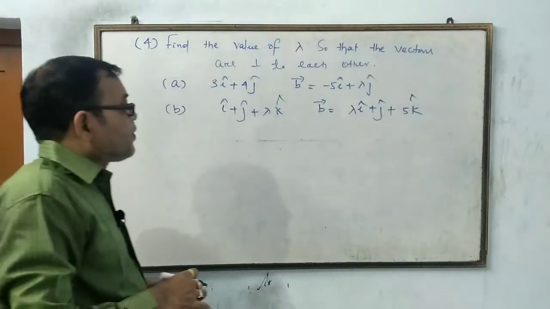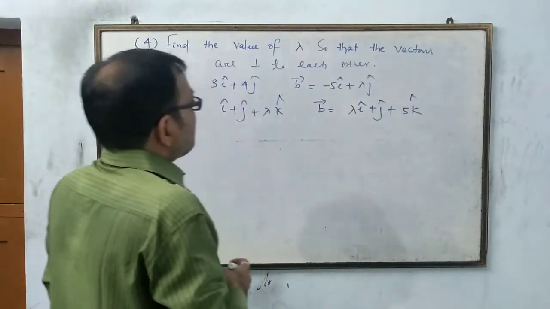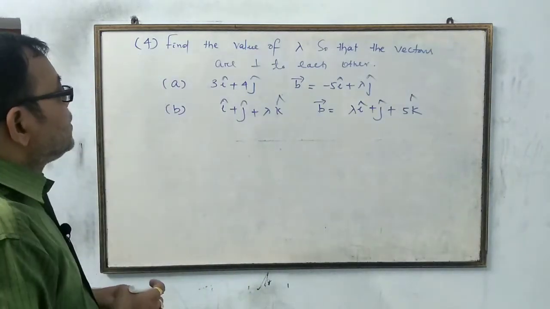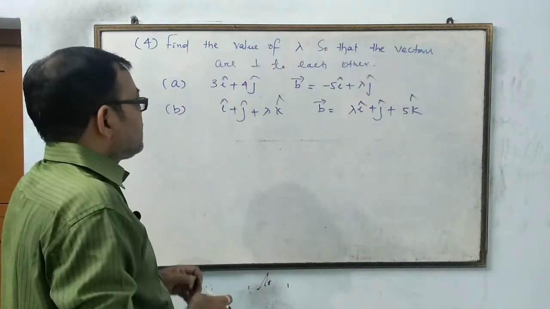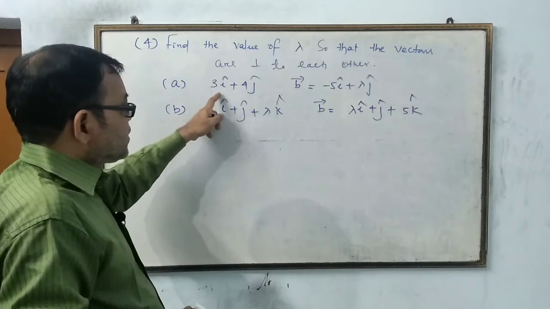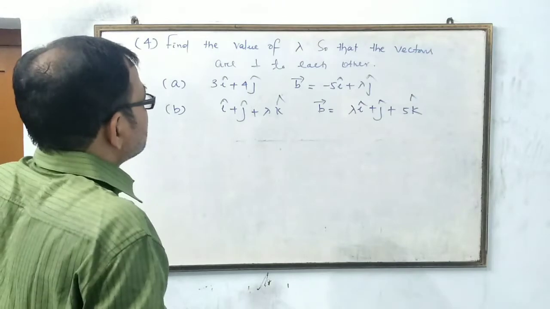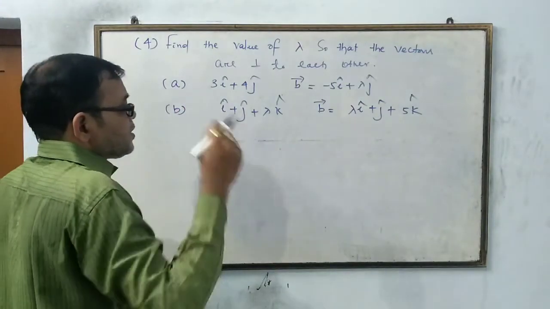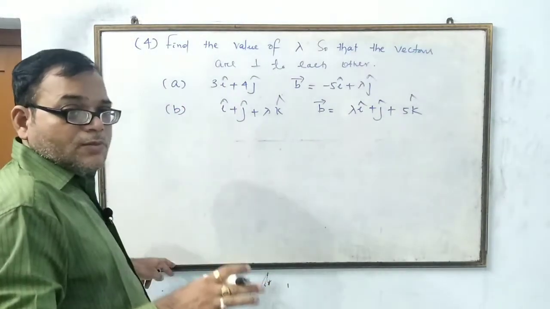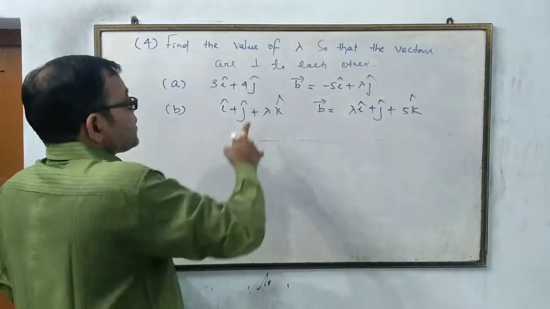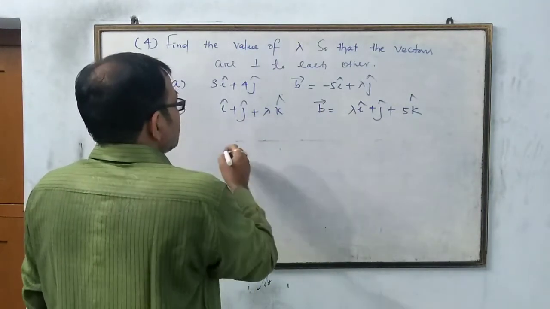Question number 4: find the value of lambda so that the vectors are perpendicular to each other. There are 4 questions, but I have taken only 2 questions. One has i, j, another has i, j, k. I will solve these 2 questions and the other 2 questions will be solved like this. Just I am going to solve here. A equals 3i plus 4j, B equals minus 5i plus lambda j.